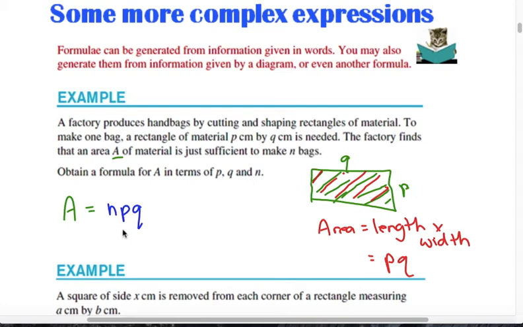So to make N bags, N is a number of bags. So this much, PQ, is to make one bag. So to make N bags, it's going to be N times that area. Like if you were to make 5 bags, it's going to be 5 times this. If you're going to make 7 bags, it'd be 7 times this area to make 7 bags. Because it says one bag is made from this amount of material. So the total would be NPQ.